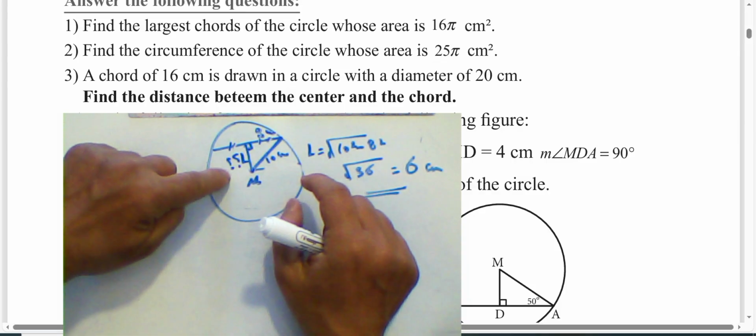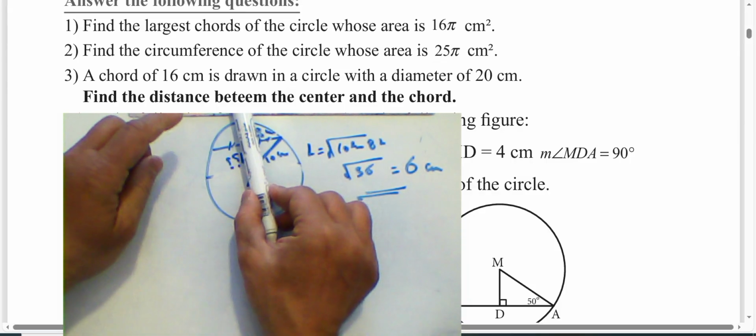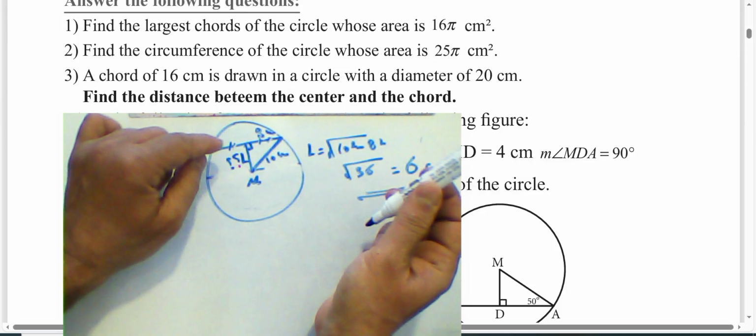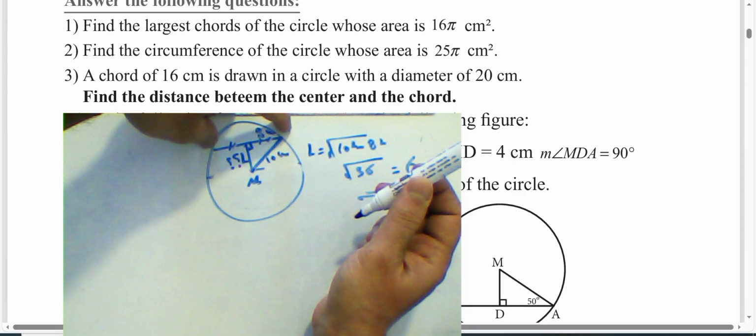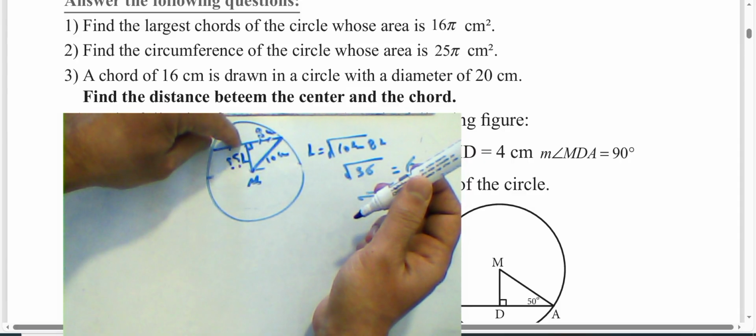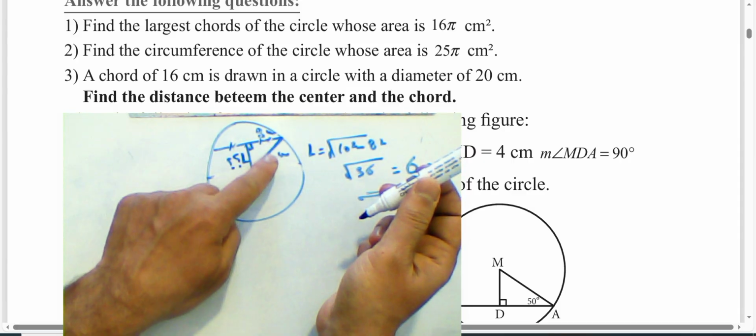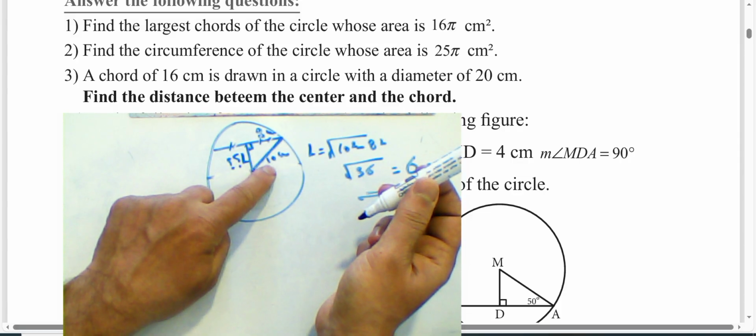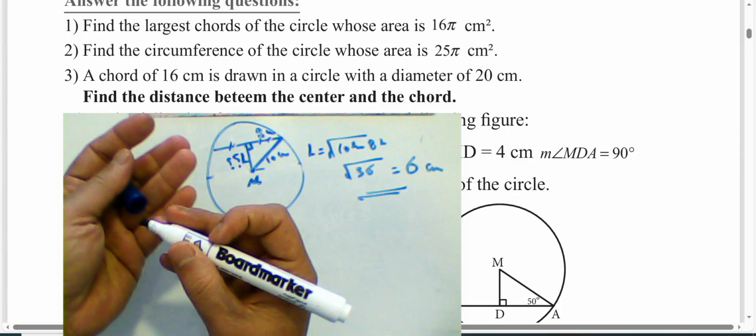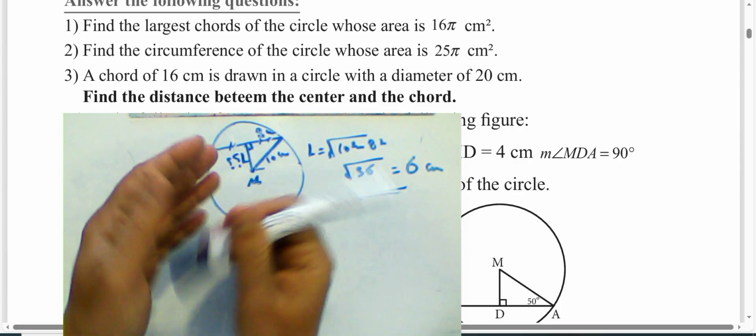Again, we have a straight line passing through the center of the circle and perpendicular to the chord. The chord was 16 centimeters, divided by 2 equals 8 and 8, and the radius was 10. We can find the length here. 10 squared minus 8 squared equals 36. Then the square root of 36 equals 6 centimeters.